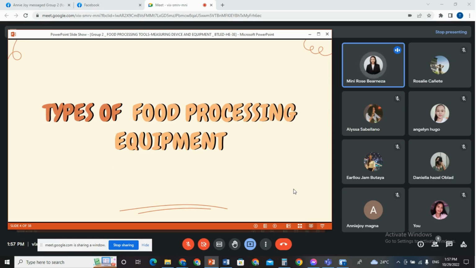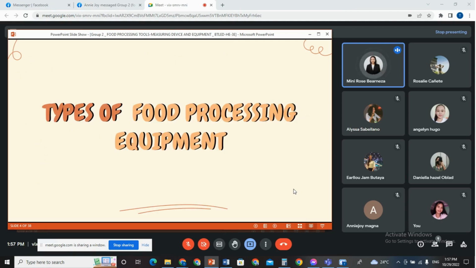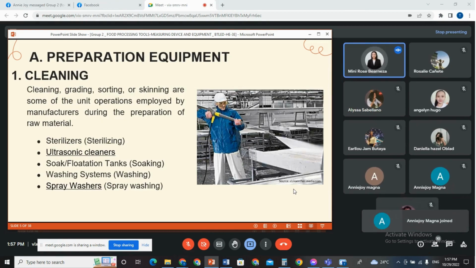Although this equipment is primarily aimed towards consumability, preservation, and palatability, a few pieces of equipment also perform other main functions such as preparation, handling, and packaging. So let's have a look at the different types of food processing equipment. Here we have cleaning equipment.